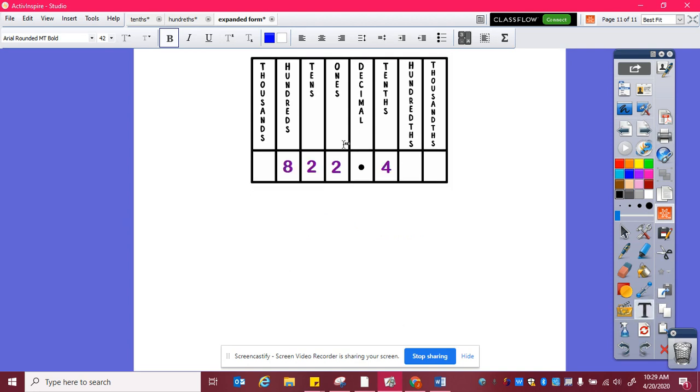And finally, 822 and 4/10 in expanded form. I need to represent my hundreds, which is 8 or 800, plus my tens, which is 2 or 20, plus my ones, which is 2, plus my 4/10. So 822 and 4/10 in expanded form is 800 plus 20 plus 2 plus 4/10.